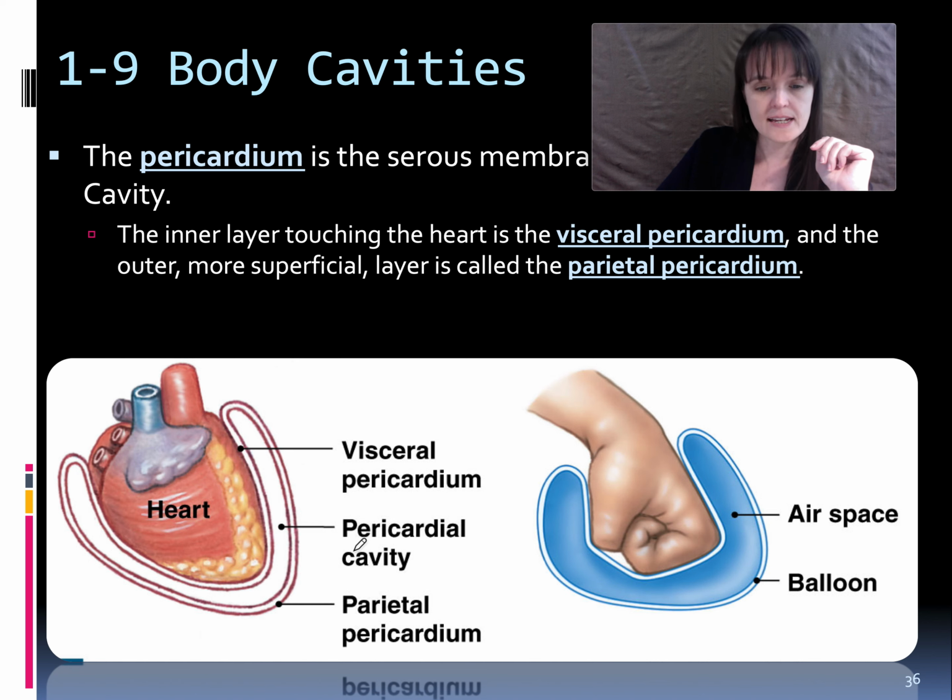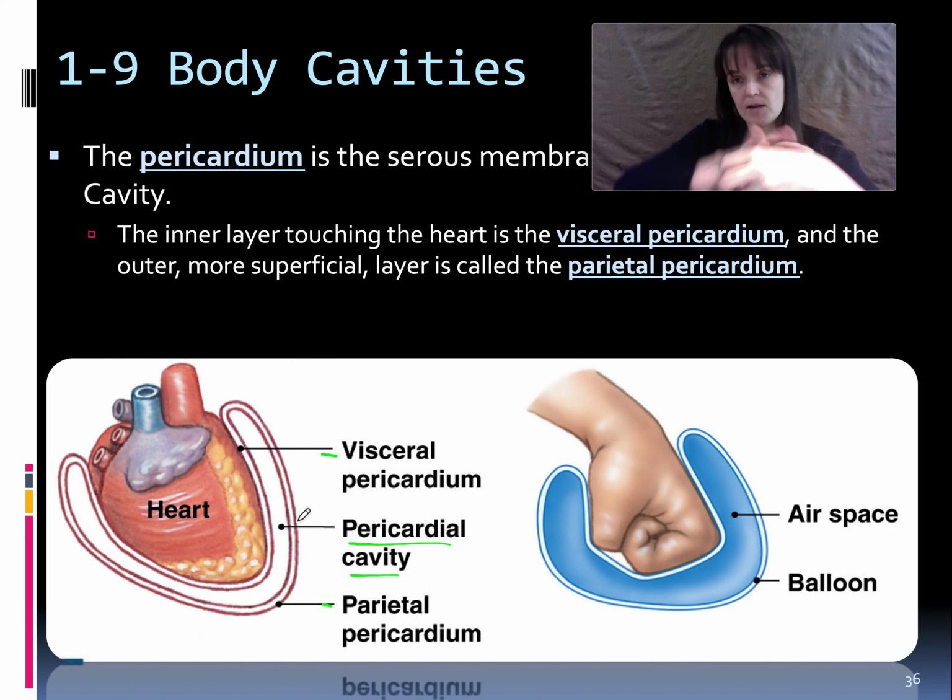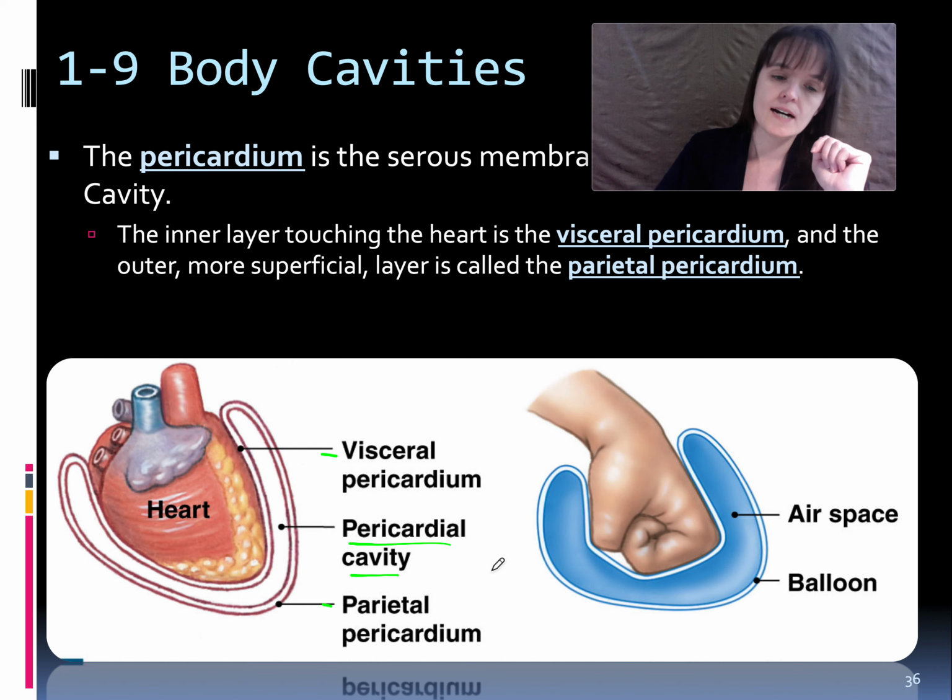And in the cavity itself, the cavity is between the visceral and the parietal, so it's not that it contains the heart, it's that the cavity surrounds the heart. So the cavity isn't where the heart is, it's all the way around the heart. And the cavity contains fluid, serous fluid.